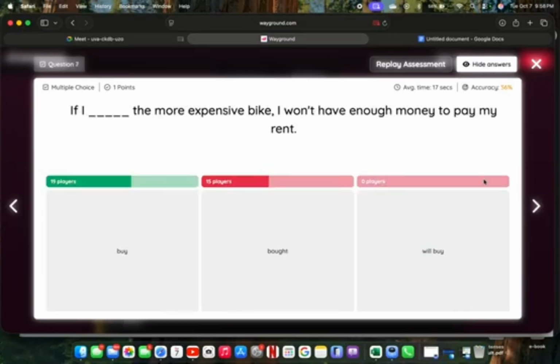Question number 7. If I buy the more expensive bike, I won't have enough money to pay my rent. Sorry, it's not would. So this one, if I buy the more expensive bike, I won't have enough money to pay my rent. Okay, this one also straightforward.